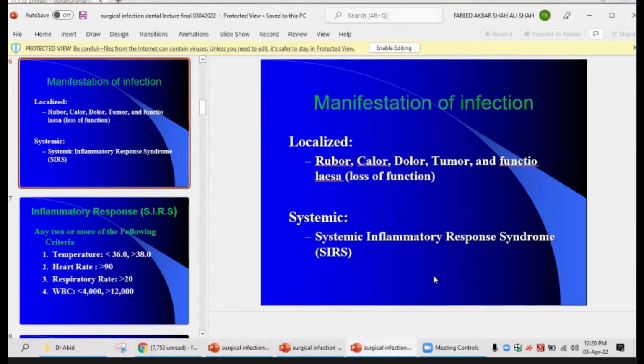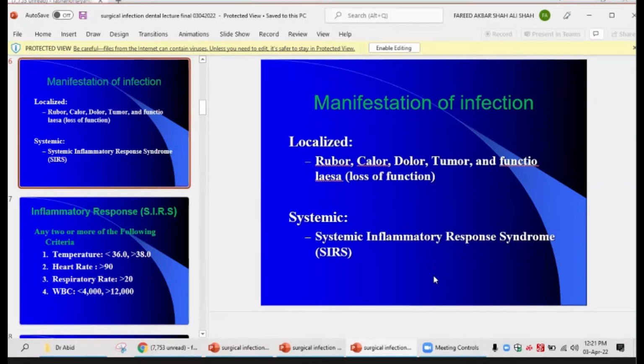Okay, what are the manifestations of infection? You must have read in your pathology the local inflammatory signs: the rubor, the calor, the dolor, the tumor, and the functio laesa. These are the Greek words for redness, heat, pain, swelling, and loss of function, used for inflammation.